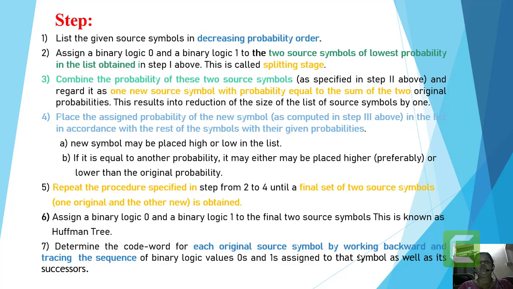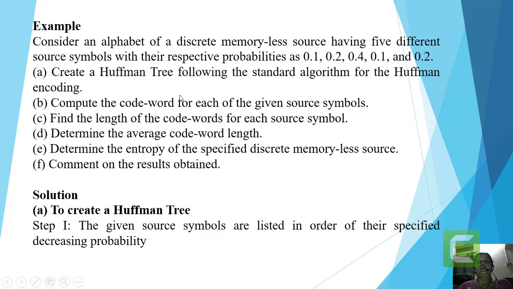Let's try a numerical. In the given numerical, the discrete memoryless source generates 5 different symbols with the probabilities 0.1, 0.2, 0.4, 0.1 and 0.2. We have to create the Huffman tree, which will follow the standard algorithm, and we have to compute the code word for each of the given source symbols.